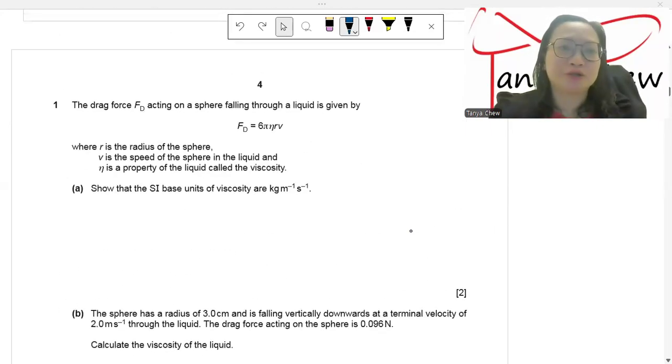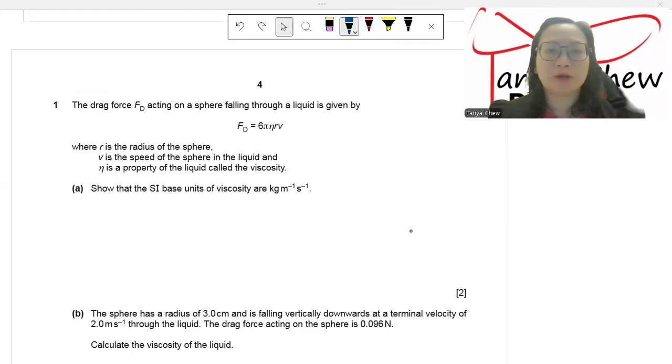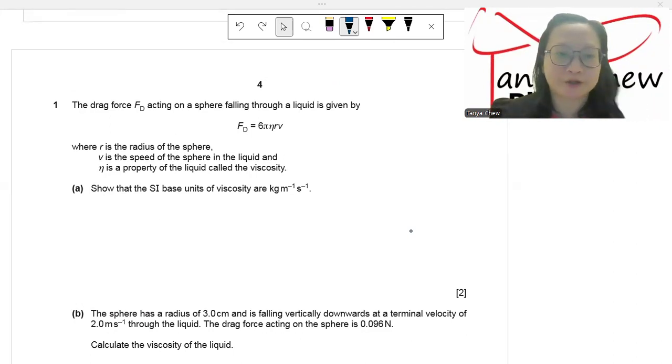First question, the drag force Fd acting on a sphere falling through a liquid is given by Fd equals 6 pi eta RV, where r is the radius of the sphere, v is the speed of the sphere in the liquid, and eta is a property of the liquid which we call viscosity. A, show that the SI base units of viscosity are kilogram per meter per second.